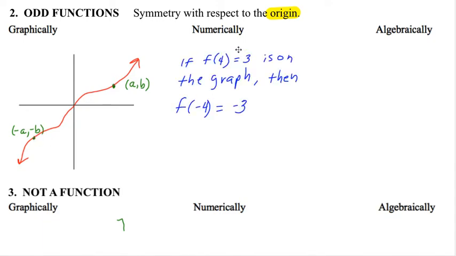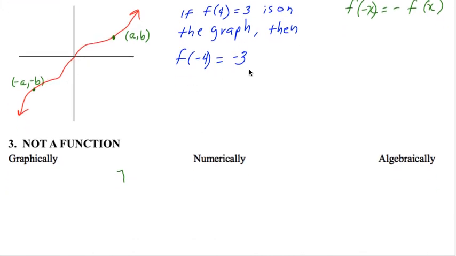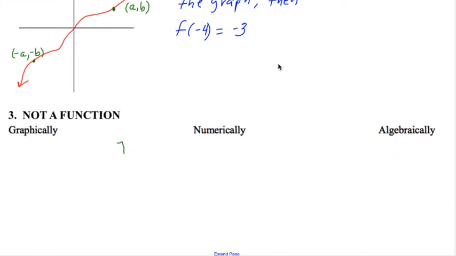And numerically, we would say, okay, let's say this point has coordinates (4, 3). If I put in 4 and get out 3, then I must also have the point f of -4 gives me -3. So that's just saying if (4, 3) is a point, then (-4, -3) must also be a point on the graph. Algebraically, we would represent that if we put in the opposite of x, we're going to get the opposite of the function f of x. So again, I don't expect this to make sense until we get through some examples on this.